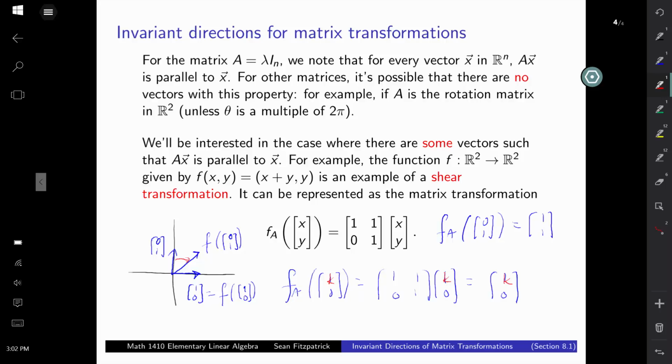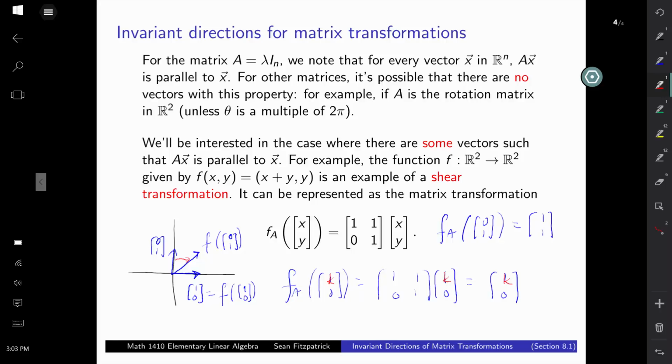So in this case, you have one direction which is left alone. You have another direction which gets moved, and you can play around with this and find that, in fact, the horizontal direction for this particular example is the only one that's left alone.